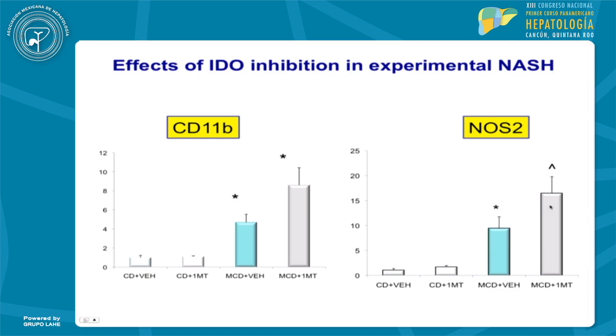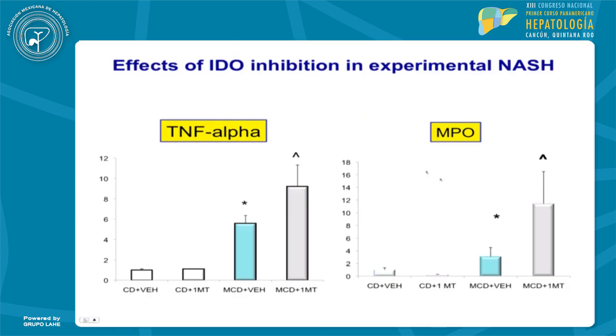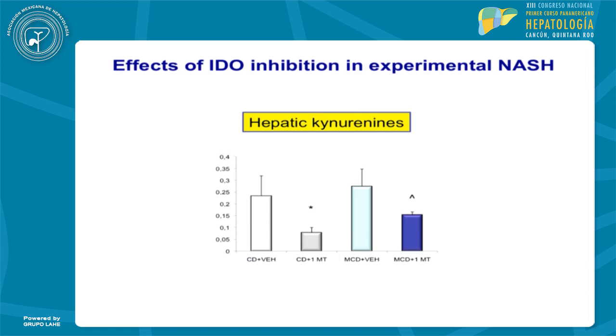And you can also see increased expression of NOS2, increased expression of TNF alpha, and increased expression of myeloperoxidase, that is a molecule that is expressed mostly in neutrophils. So inflammation is exacerbated, and this is associated with a reduction in hepatic kynurenines, that are the metabolites that are produced by the IDO pathway. As you can see here, compared to mice receiving vehicle, the 1-methyltryptophan antagonist leads to a significant reduction in hepatic kynurenines.